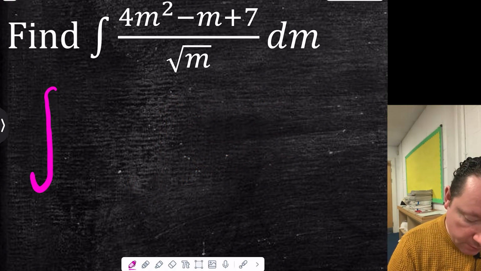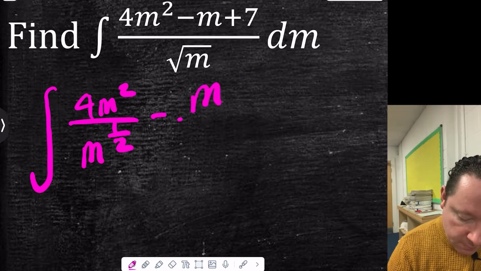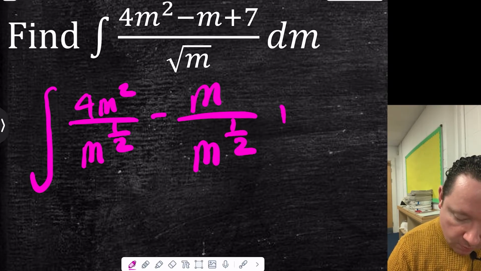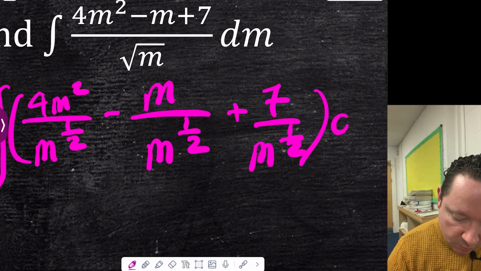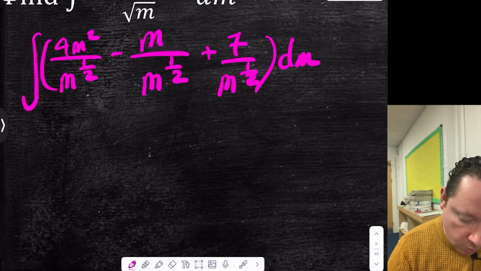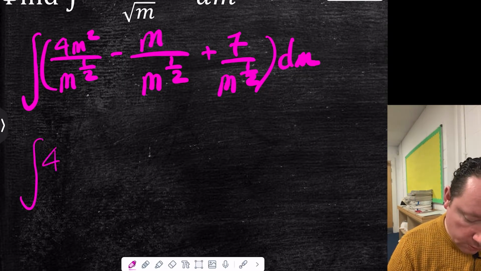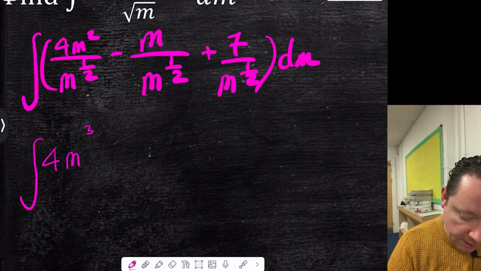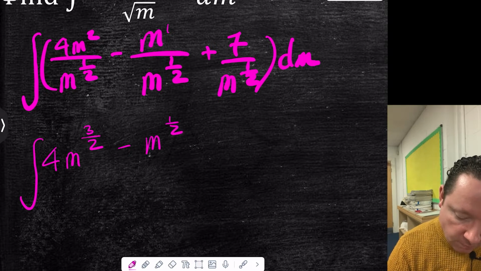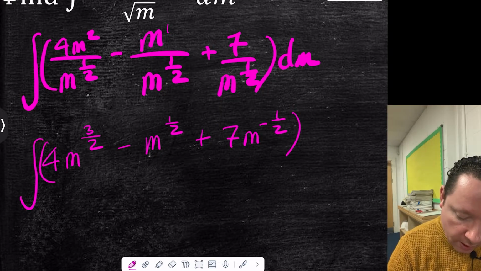So I got 4m squared. Root m is m to the half minus m over m to the half plus 7 over m to the half, dm we'll say. So then we need to use our rules of indices to simplify each of these. So that's the integral of 4 m squared over m half. 2 minus a half, take away the powers, is 3/2. So that's m to the 3/2. That's a 1 there, so 1 minus a half is a half, so that's minus m to the half. 7 over m to the half is 7 over m to the minus a half, taking it up to the top. So quite a long one, this one.